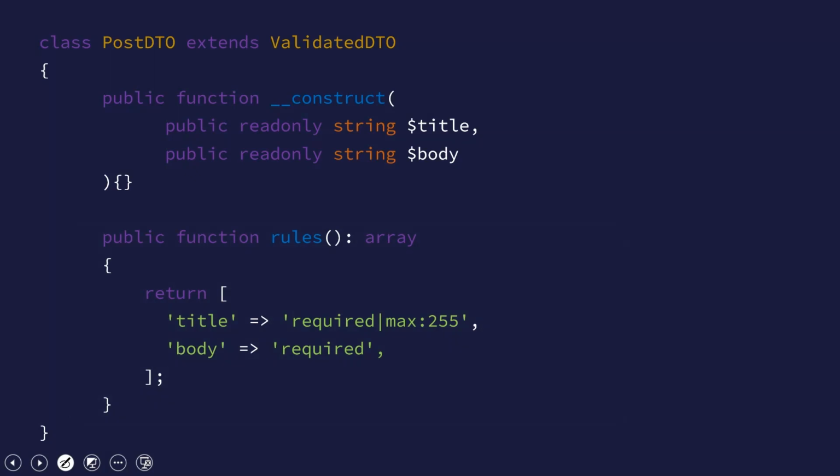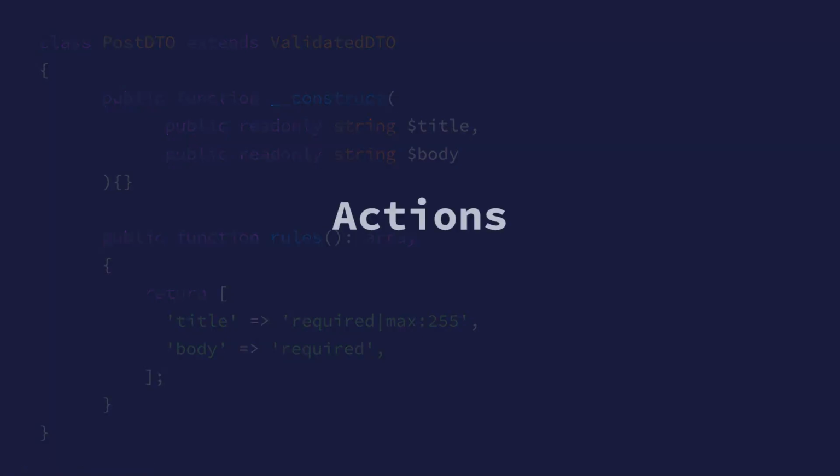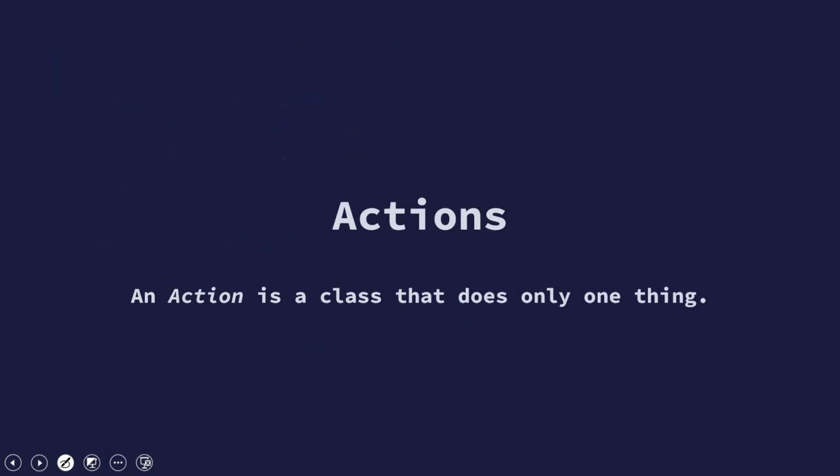Now, let's talk about actions. So actions, what's an action? An action is basically a class that does only one thing. The purpose of the action is just to do one thing. You don't want it doing multiple things at the same time. You just want it to focus on one thing and do it very well. At the minimum, it only cares about one thing.